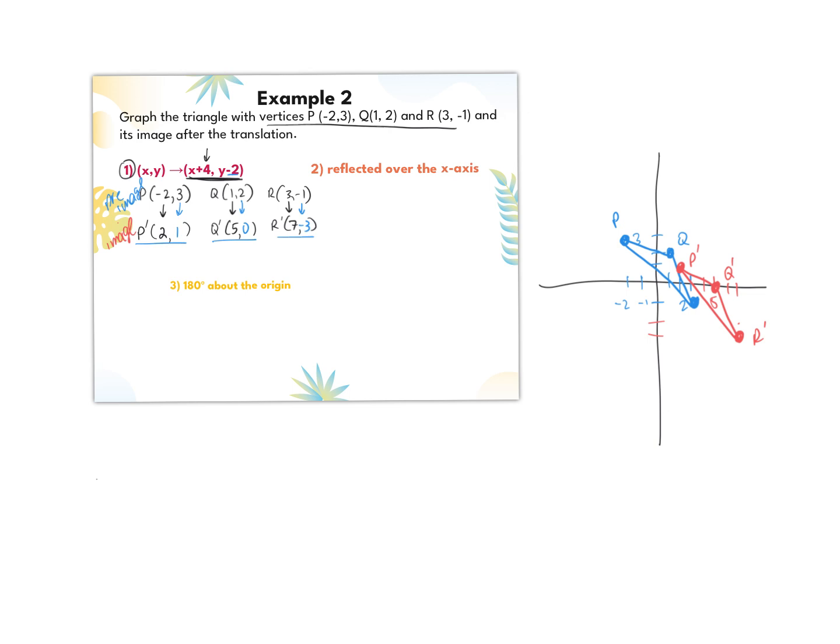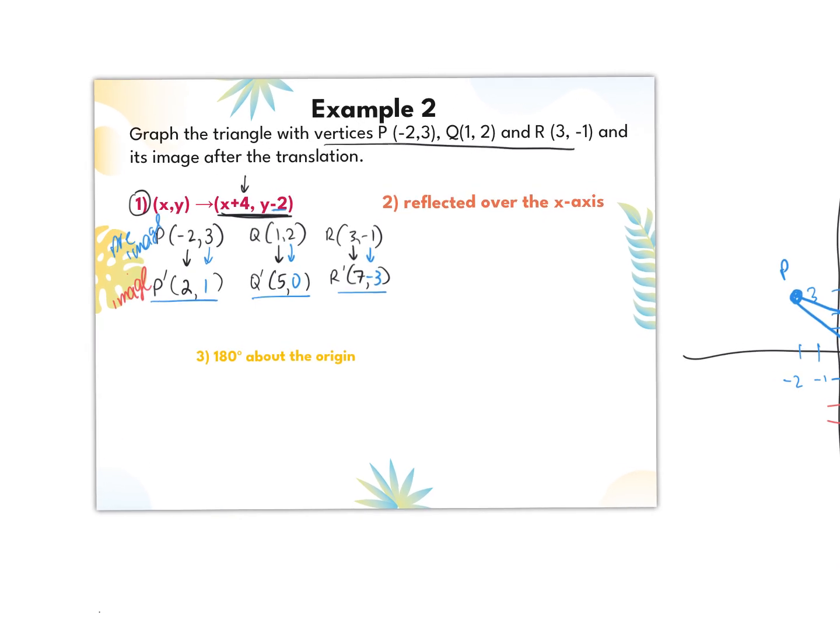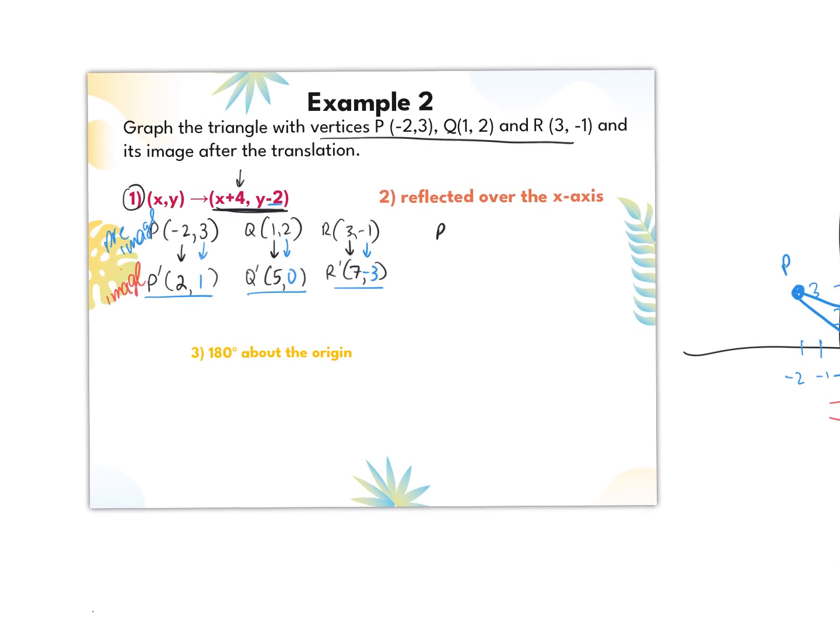At this point, I'm going to go back now to the slide with reflection, and we're going to start talking about reflection. So now, again, here, they're telling us that we have that same triangle. We have the same P value, negative 2, 3. We have the same Q value, 1, 2. And we have the same R value, 3, negative 1. And they're telling us to reflect it over the x-axis.